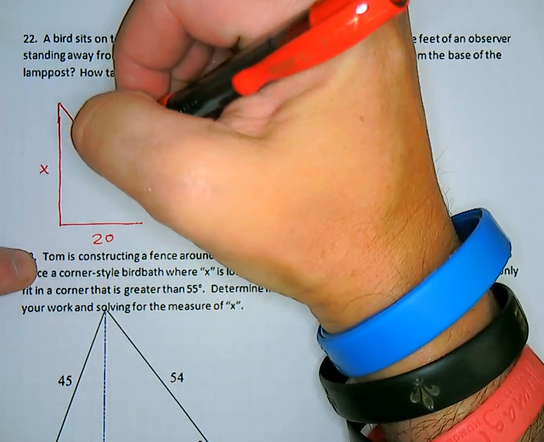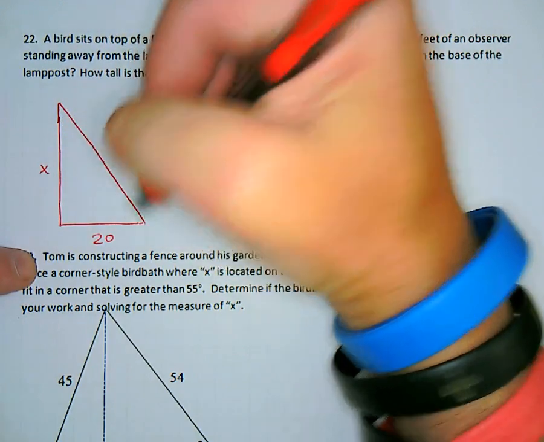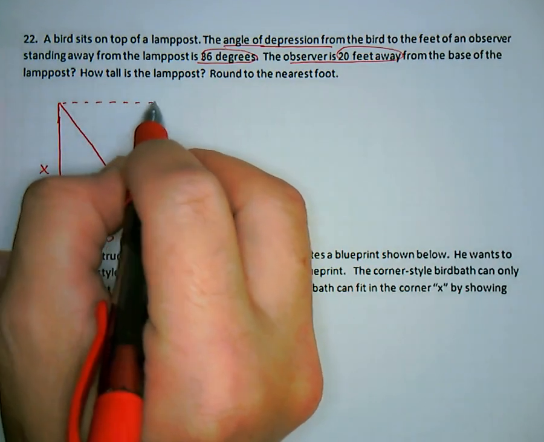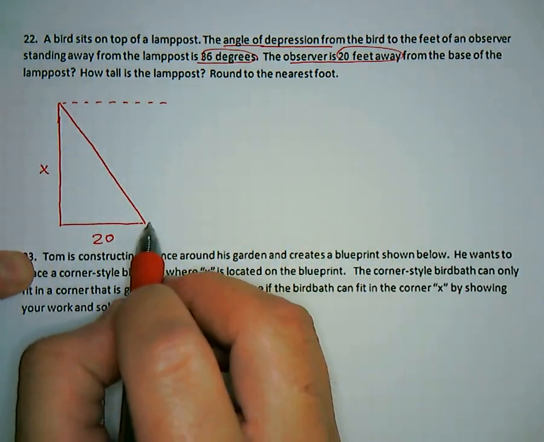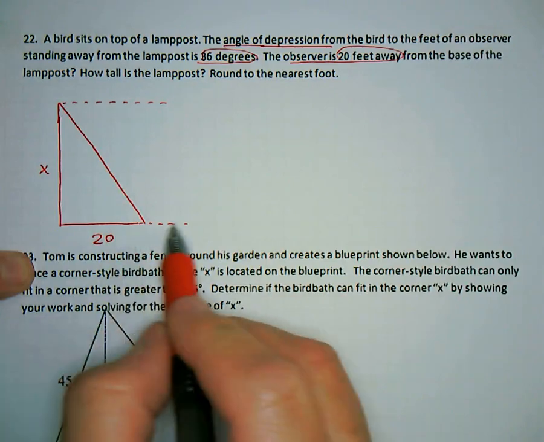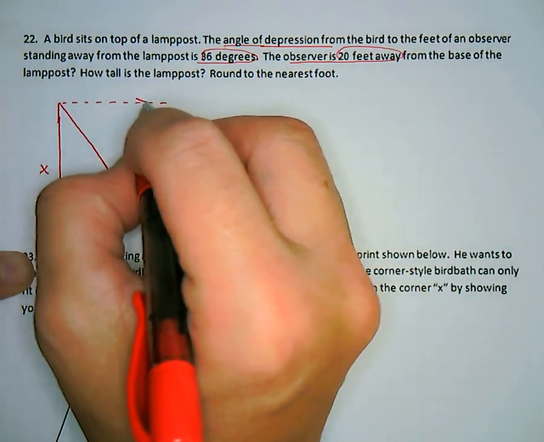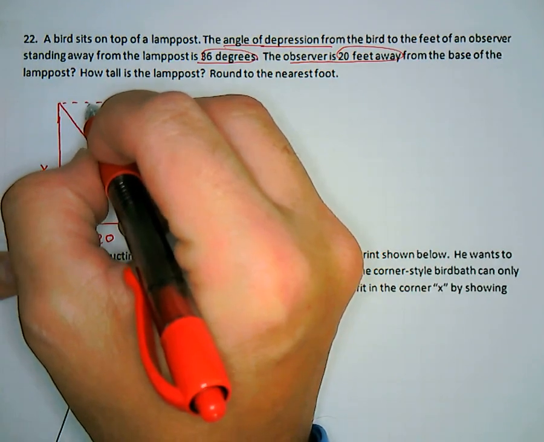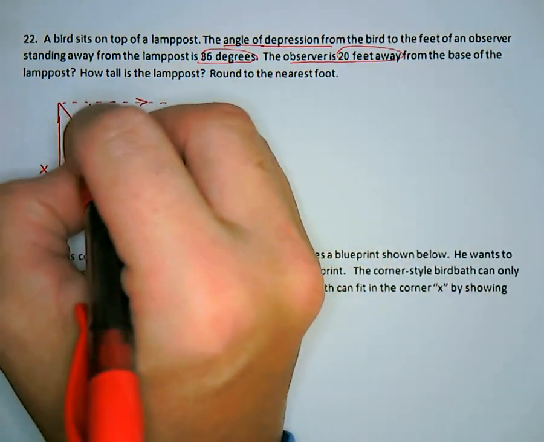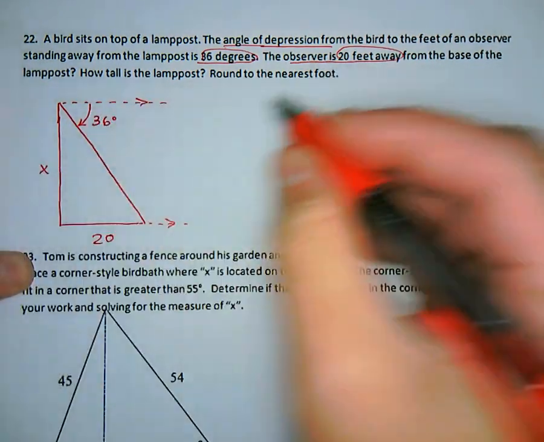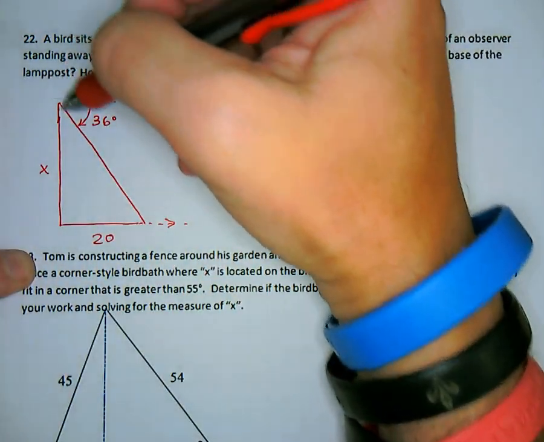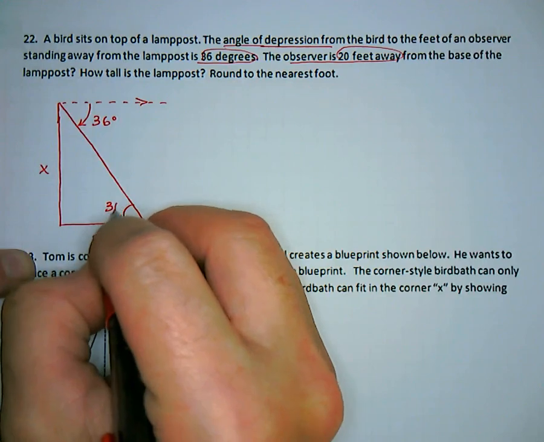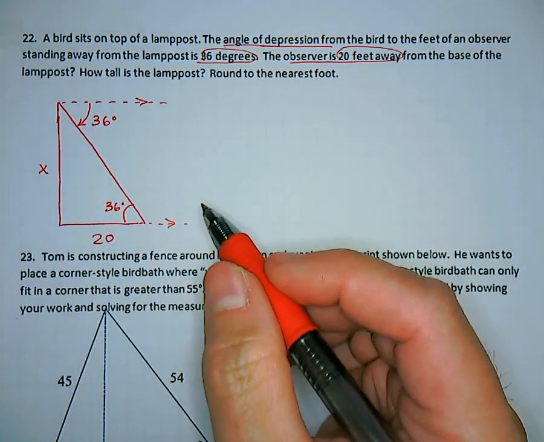But they give us an angle of depression. Remember, the angles of depression are measured from a horizontal, and these horizontals are going to be parallel to the ground here. So we know that these are parallel. If they tell us an angle of depression, it's measured down from that horizontal, is 36 degrees. Now, if these two lines are parallel, this is a transversal. So that makes this 36 degrees as well, because these are alternate interior angles.